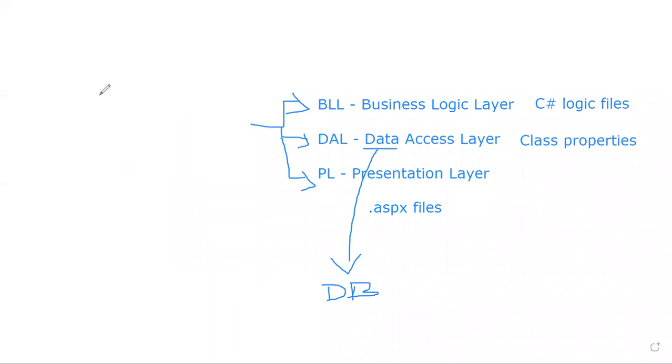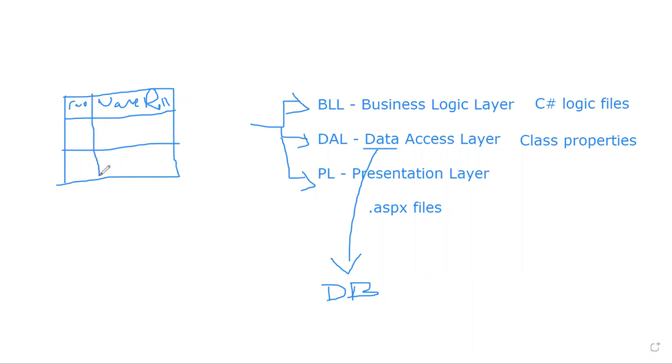Let us have one table. First one is serial number, next one is name, and next one is roll number. Serial number, name, and roll number. So these are the three. Let us take the example name for the table as student.